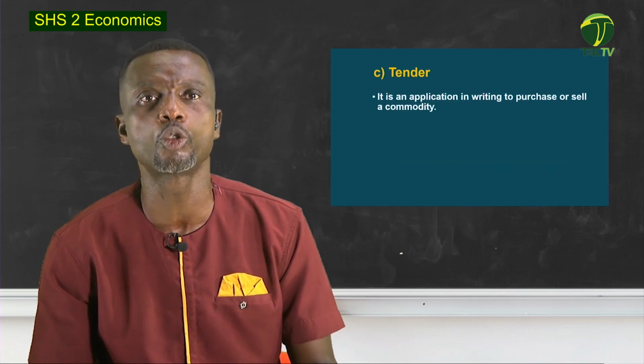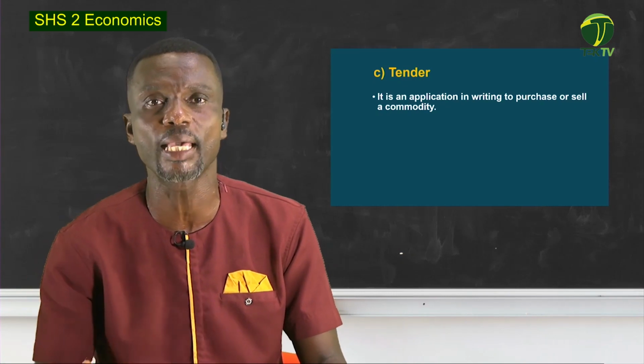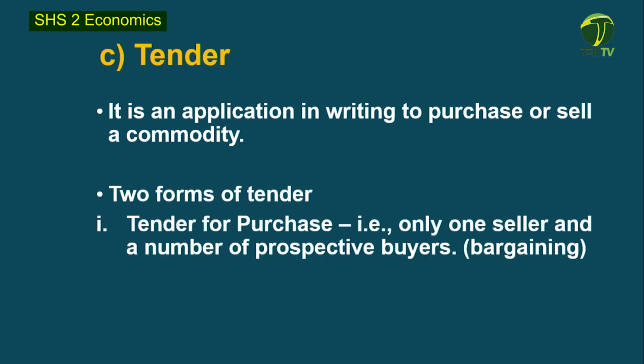The next thing we want to look at is tender. And by tender, we are referring to an application in writing. Let's take note here. It says application in writing to purchase or to sell a commodity. So in tender, you are applying to either purchase a commodity or to sell a commodity. And so in tender, there are two forms. We have what we call tender for purchase.